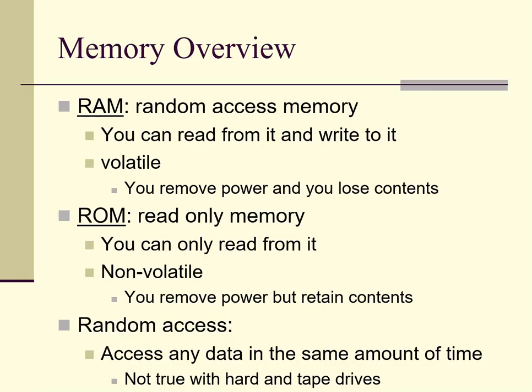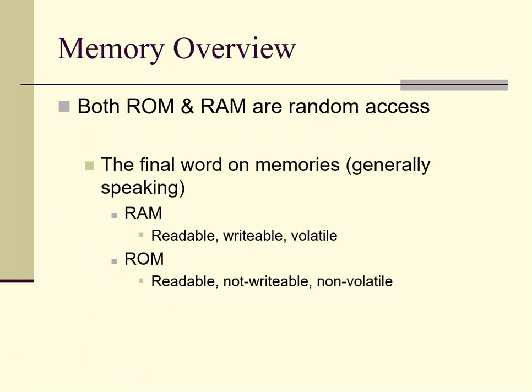Okay, so random access is a super important term. What it means is that it can access any chunk of memory in that memory device in the same amount of time. So this is different than a tape drive, obviously, but it's also different than a spinning hard drive, because a spinning hard drive has a read-write head, which is going to be in different positions at different times, so the access times are going to be different depending on where the read-write head is. Both RAM and ROM, generally speaking, are random access memory.